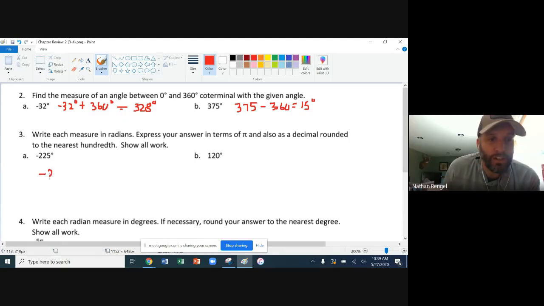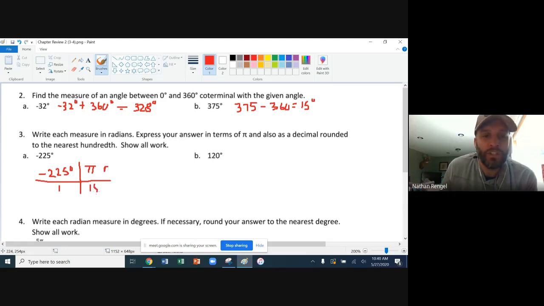So we'll start with our degree measure, negative 225. What I like to do with this dimension analysis, we are dealing with multiplying fractions, but I just make a little grid. So I put this over 1. So there's my first fraction. And then the conversion factor we use is that pi radians is equivalent to 180 degrees.